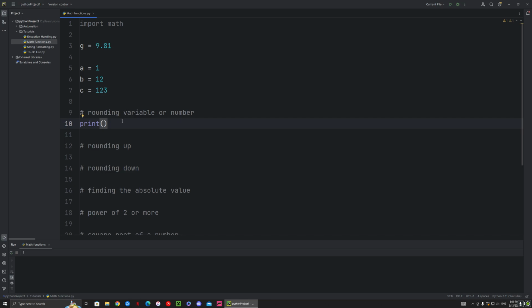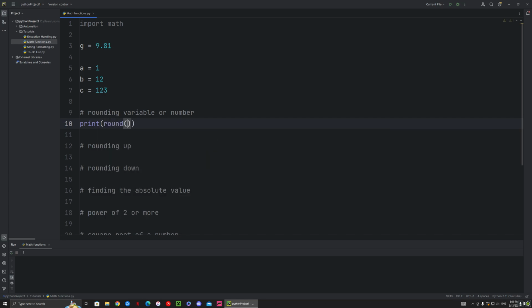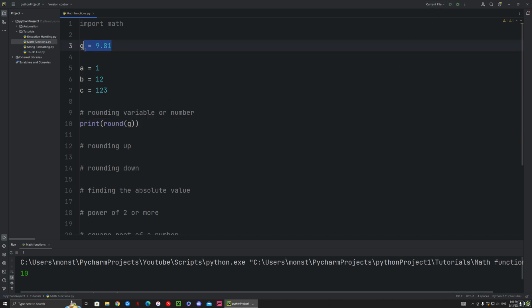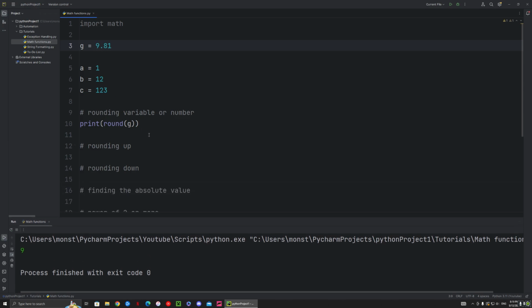We need to round the variable or the number. So we want to print, let's say, round G, and when we run this file it runs it to 10 because 9.81 is closer to 10. So if we say 9.1, I should make this bigger actually. It'll round it to 9 because it's closer to 9, but we want to keep it as 9.81 because that's the gravitational force of the earth. But yeah, okay, cool. So now we want to round up.